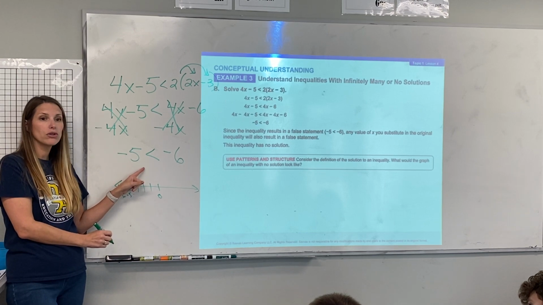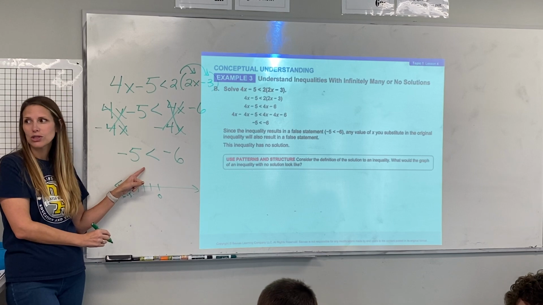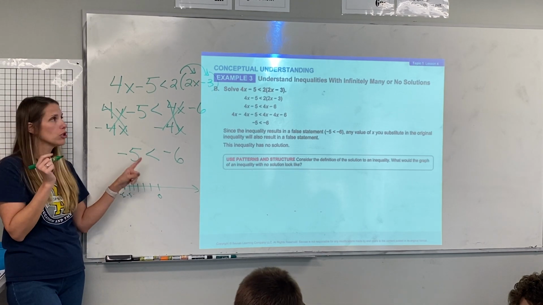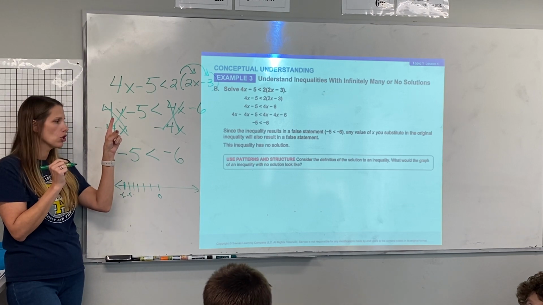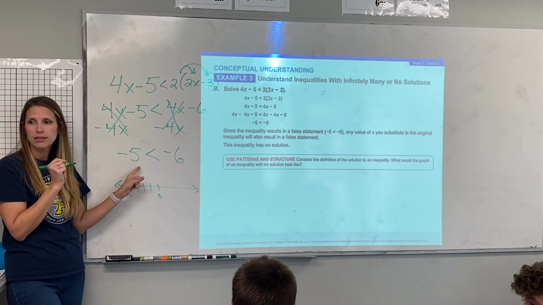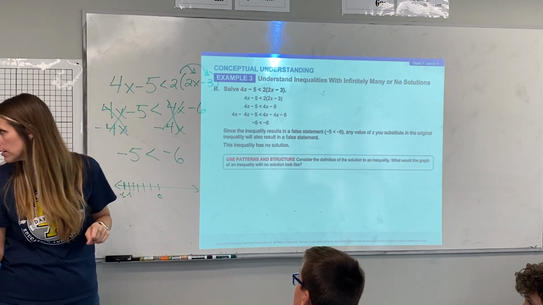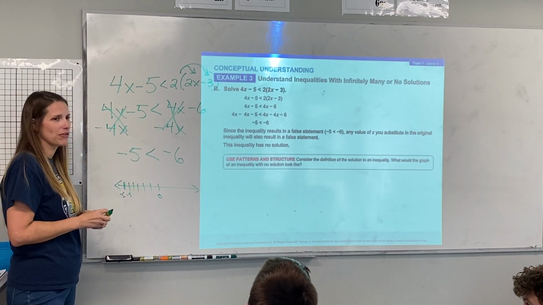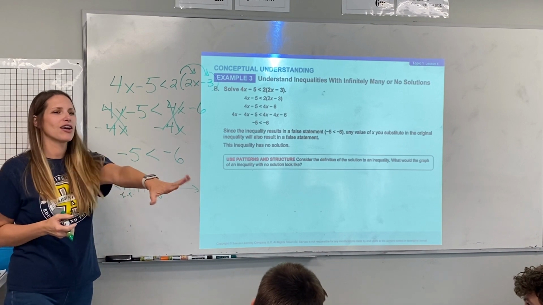If that's not true, then no solutions. And that means that no matter what value you put in for x, you'll always get a false statement at the end. Those ones are a lot easier than the ones we did yesterday. Just wait for the word problem that we have to do. It's not hard, I promise.